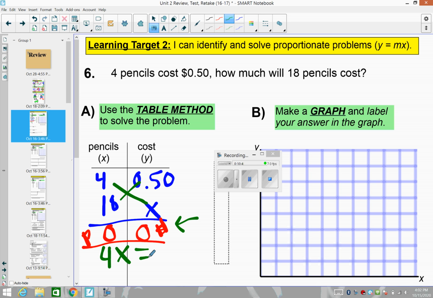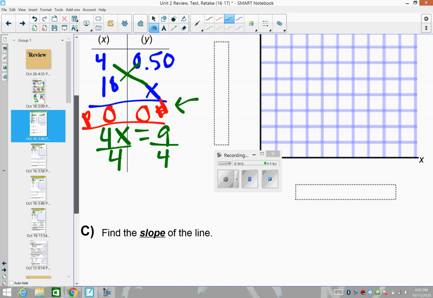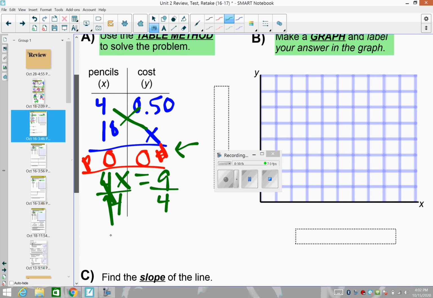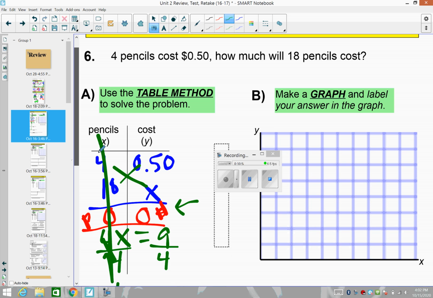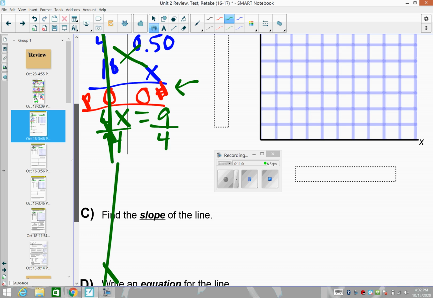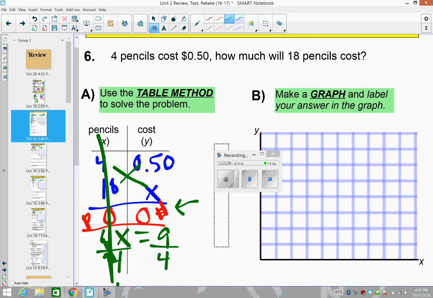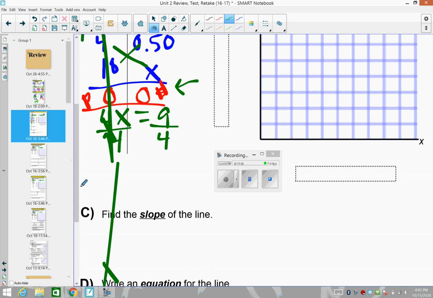So 4x is equal to 1/2 of 18, which would be 9. Divide both sides by 4. So we find out that the x value is equal to $2.25. So $2.25 for what?